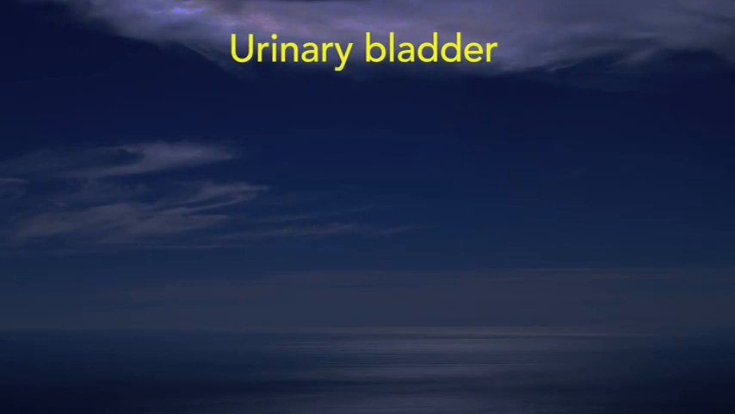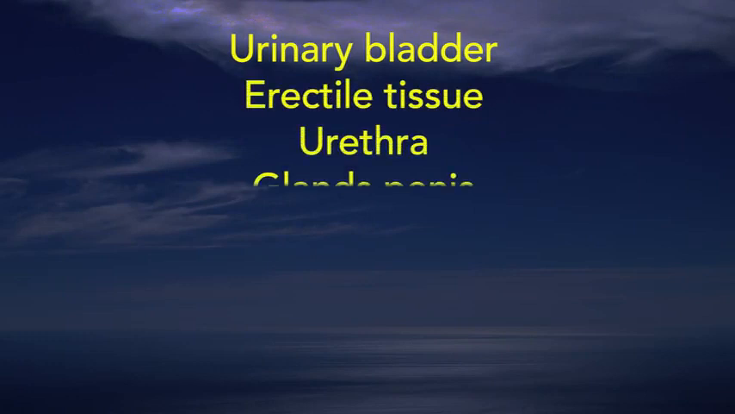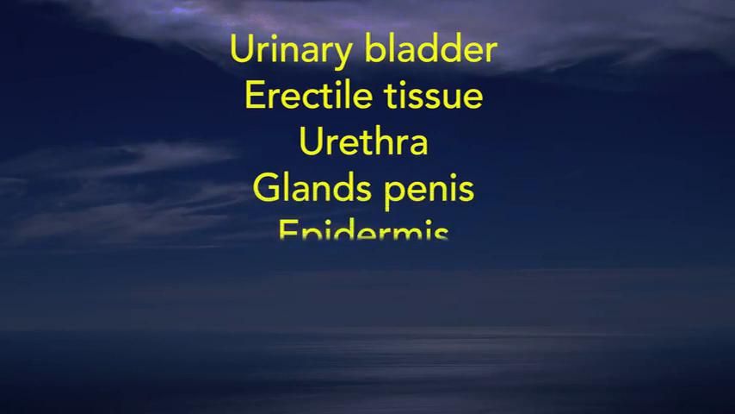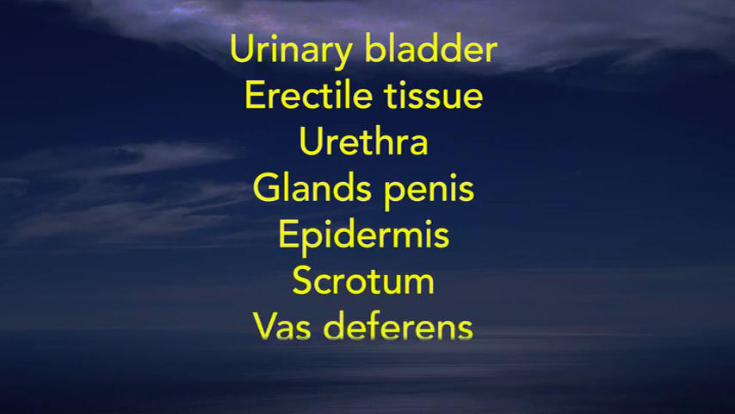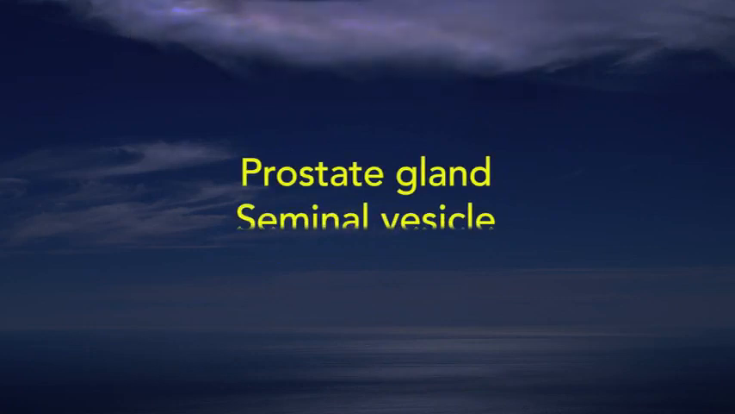Urinary bladder, erectile tissue, urethra, glans penis, epididymis, scrotum, testis, vas deferens, an accessory gland, prostate gland, seminal vesicle, rectum. Sounds like a science class, isn't it? Well, this is a social studies class. These represent the male reproductive system.